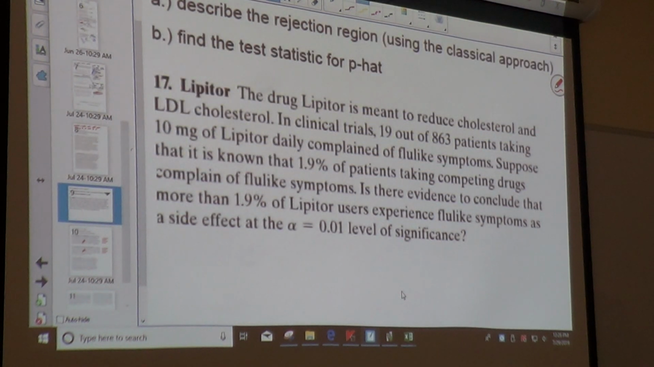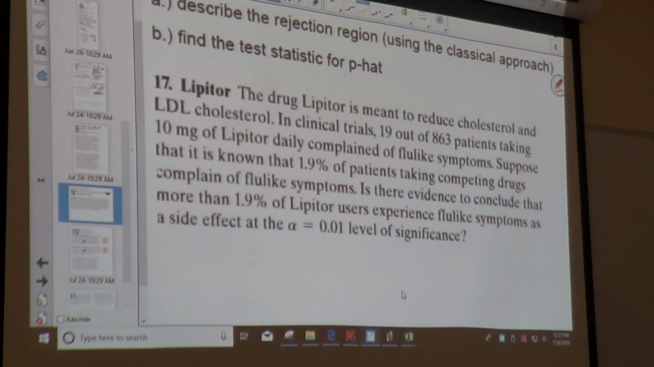The drug Lipitor is meant to reduce cholesterol and LDL cholesterol. 19 out of 863 patients taking it complained of flu-like symptoms. Suppose that it is known that 1.9% of patients taking competing drugs complain of flu-like symptoms. Is there evidence to conclude that more than 1.9% of Lipitor users experience flu-like symptoms as a side effect at a level of significance of 0.01?